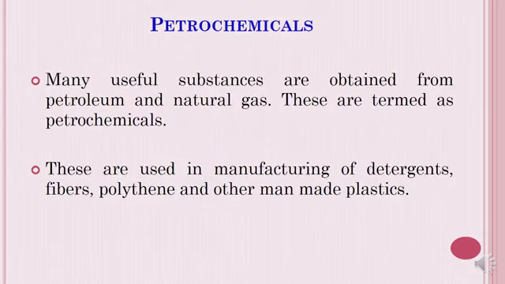Do you know about petrochemicals? Many useful substances are obtained from petroleum and natural gas. These are termed as petrochemicals. These are used in manufacturing of detergents, fibers, polythene, and other man-made plastics.